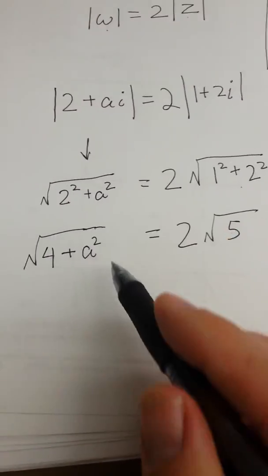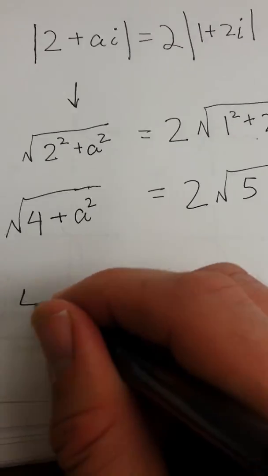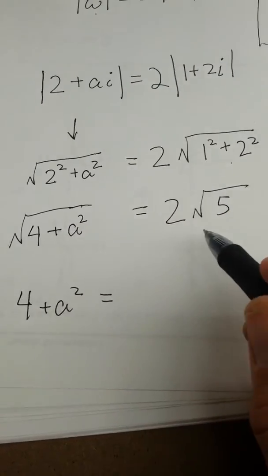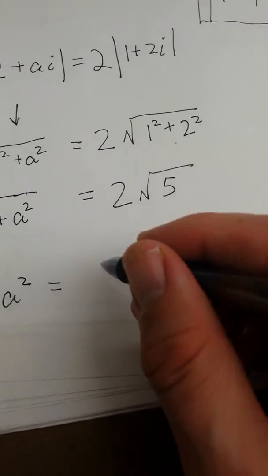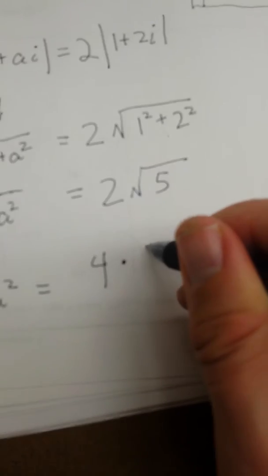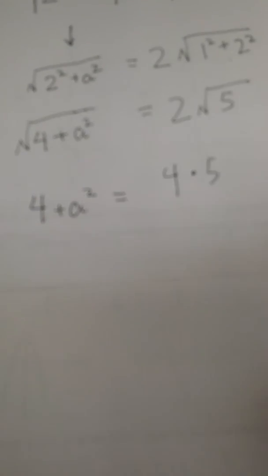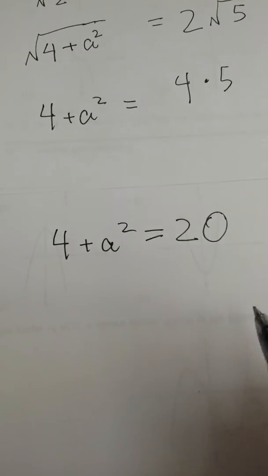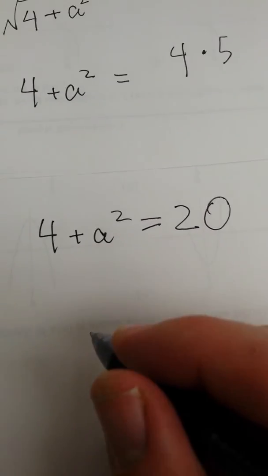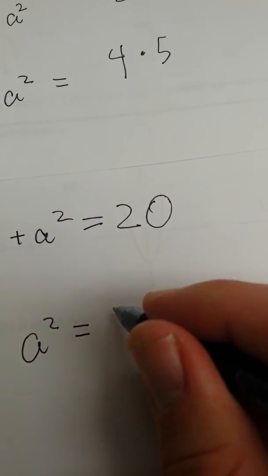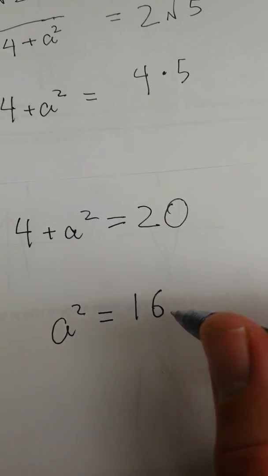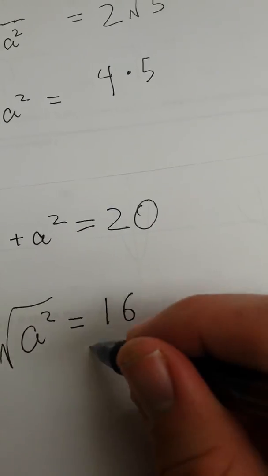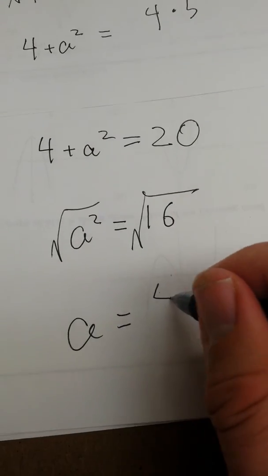So I am going to square both sides of the equation. So I get 4 plus a squared equals, then 2 squared is 4. Square root of 5 squared is 5. So it's 4 times 5, which of course is 20. So, running out of room. Okay, so this is 4 plus a squared equals 20. That's all sensible. I'm going to subtract 4 on both sides so that I get a squared equals 16. Okay, now I'm going to take the square root of both sides. So square root this, square root that, so that a equals 4.